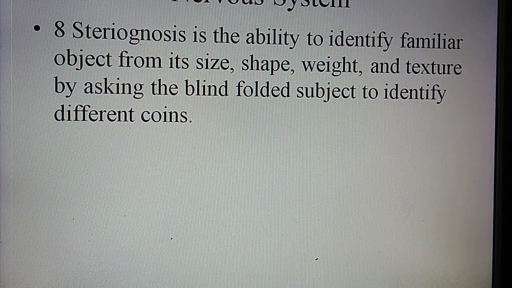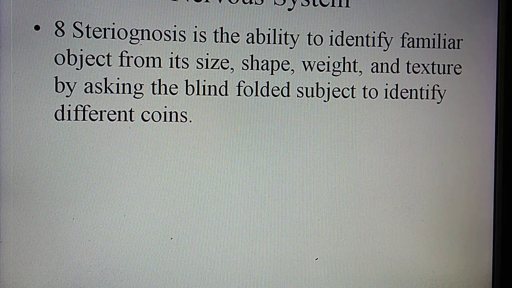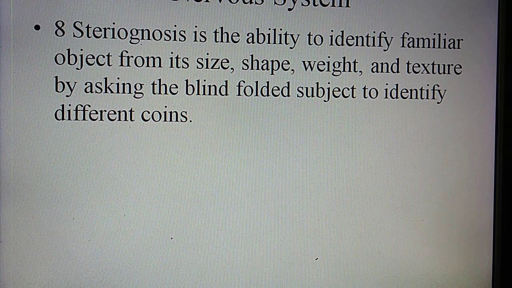Stereognosis is the ability to identify a familiar object from its size, shape, weight and texture, by asking the blindfolded subject to identify different coins. Now you close the eyes of the subject, put different coins in his hand and ask him which coin it is, whether it is a 10 rupee coin, a 5 rupee coin or a 1 rupee coin. If he is able to identify, then the stereognostic function of the patient is normal.